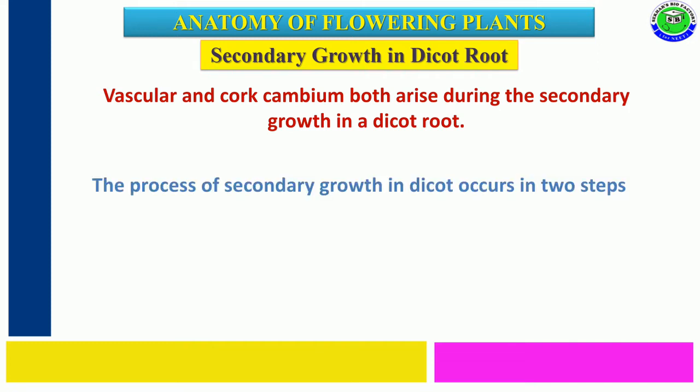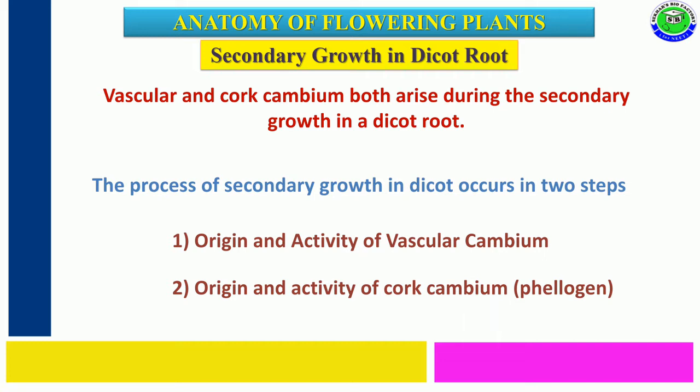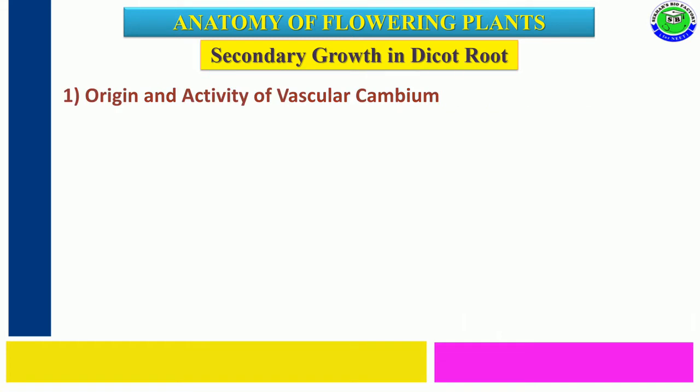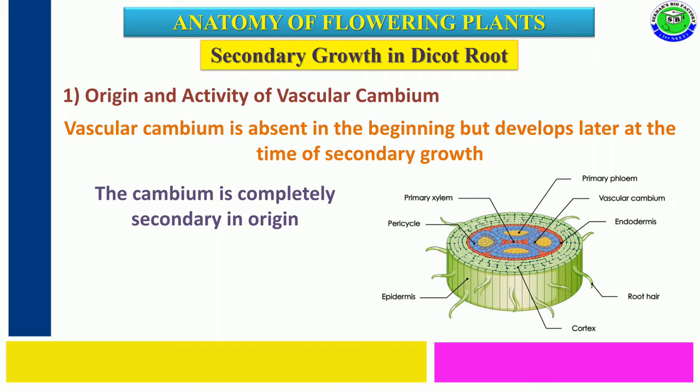The process of secondary growth in dicots occurs in two steps. One is the origin and activity of vascular cambium. The second is the origin and activity of cork cambium, also called phellogen. In the first step, the vascular cambium is generally absent at the beginning, but it develops during later stages of growth for secondary growth. The cambium is completely secondary in origin.